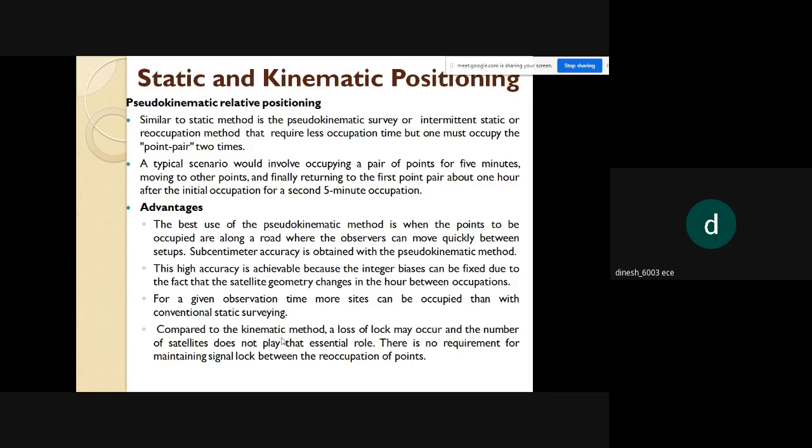That's like when we use Google Maps, it will show some desired points. This was updated 10 minutes back. This was updated 5 minutes back. This was updated 1 hour back, and so on. One hour back, this was the position of this object in real-time tracking. So the best use of this pseudo kinematic is when points are to be occupied or determined along the roadside, the observer can quickly move between the setups.